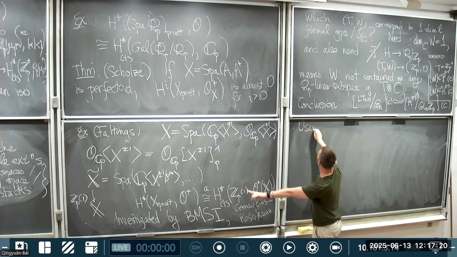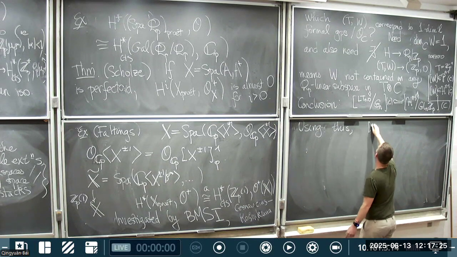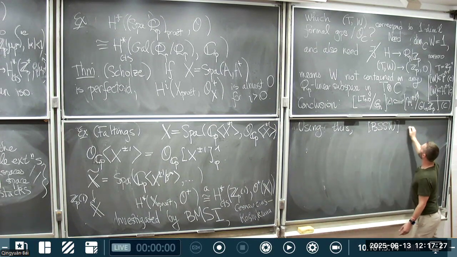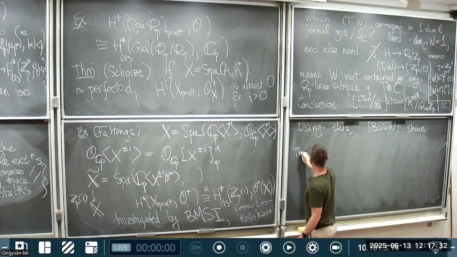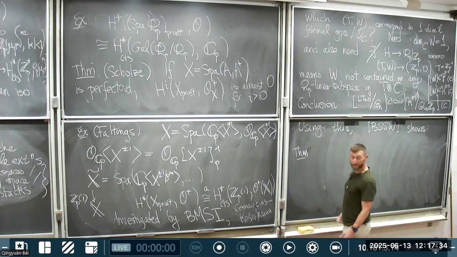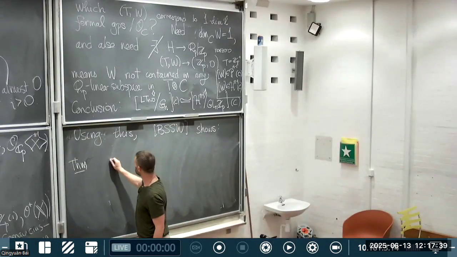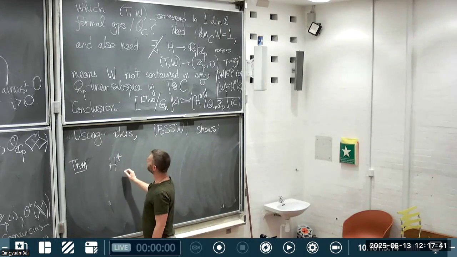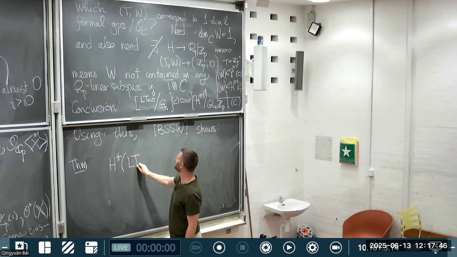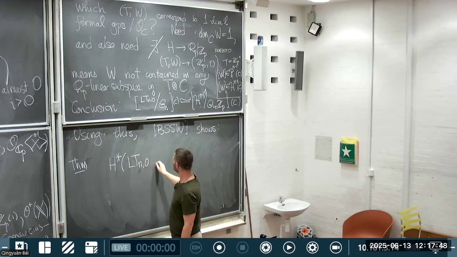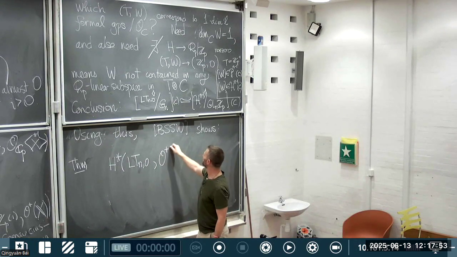So using those results, our work shows the following. All right, so the relevant calculation in pro-étale cohomology works like this. The cohomology of, okay, there were two important spaces. One of them was LT_N^0, and we want this with O^+ coefficients.